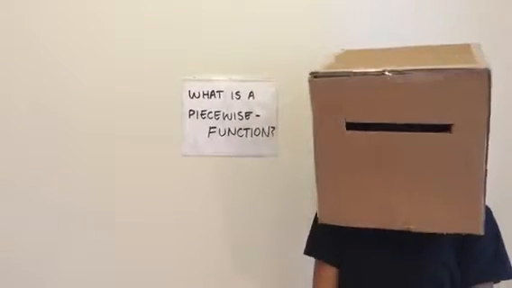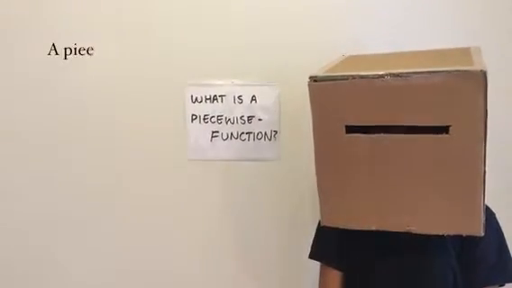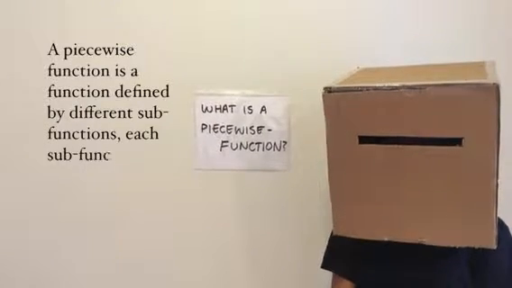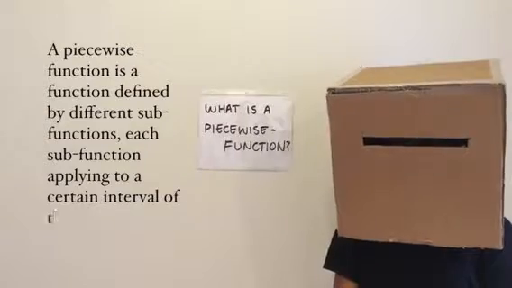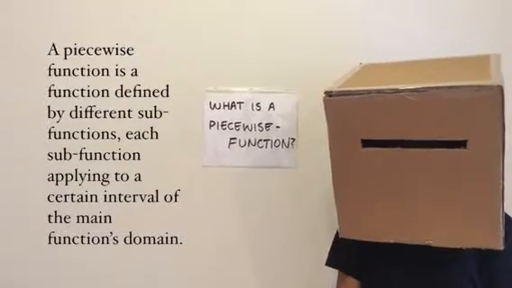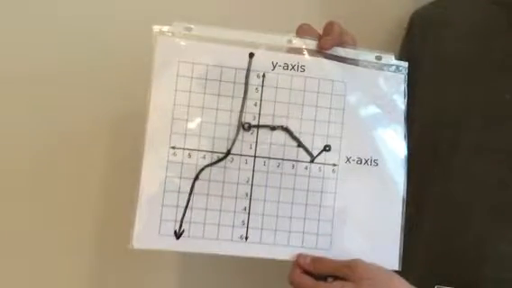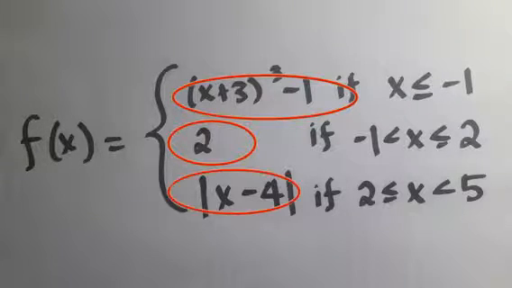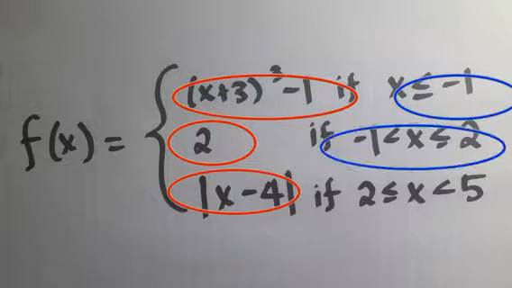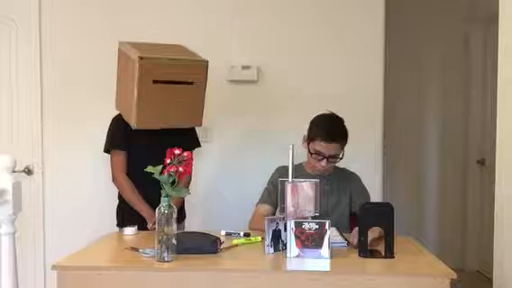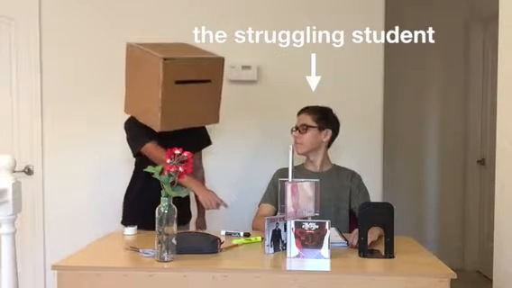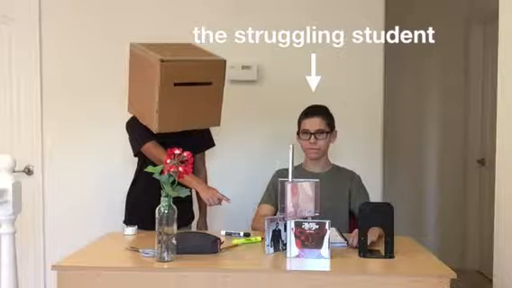What is a piecewise function? Well, a piecewise function is a function defined by different subfunctions, each subfunction applying to a certain interval of the main function's domain. Take this function for example. This piecewise function is defined by 3 subfunctions. Each subfunction has a certain interval of the main function's domain. Now I will help this struggling student graph this piecewise function and determine its domain, range, and intercepts.